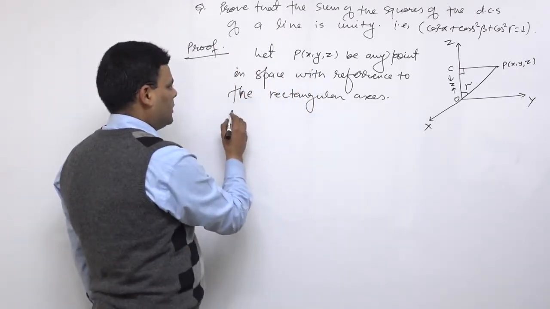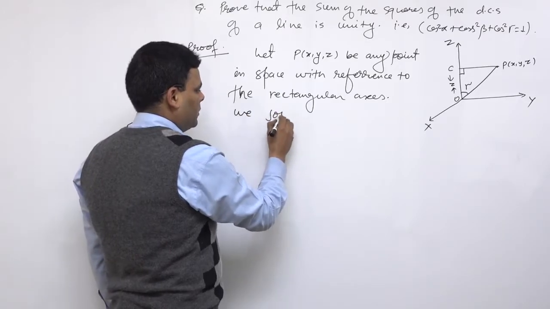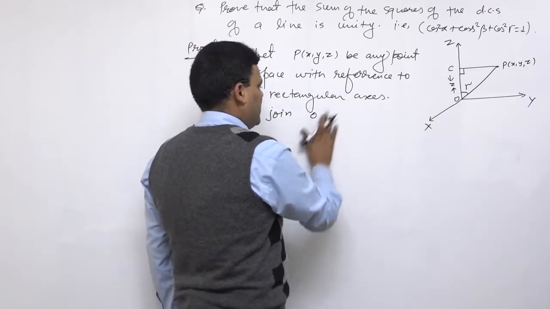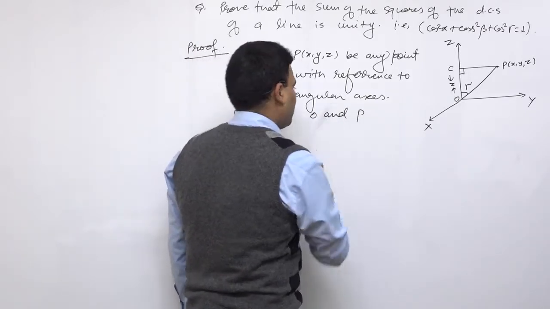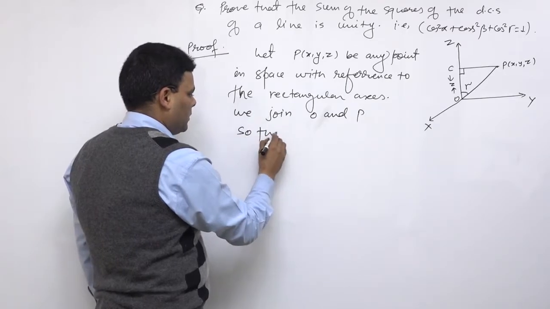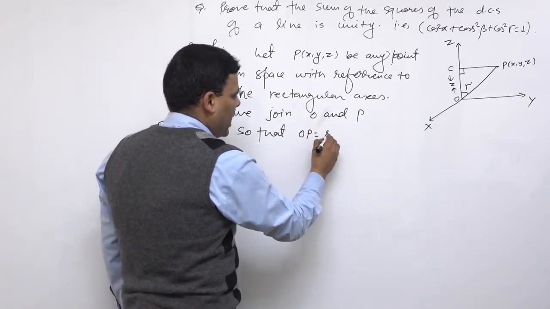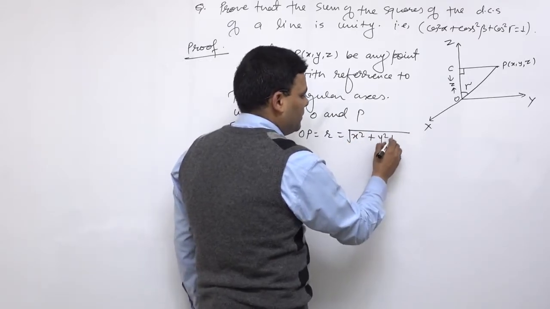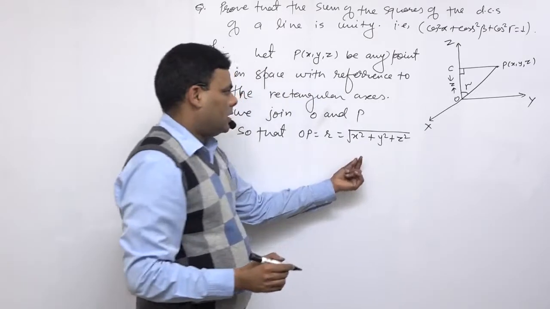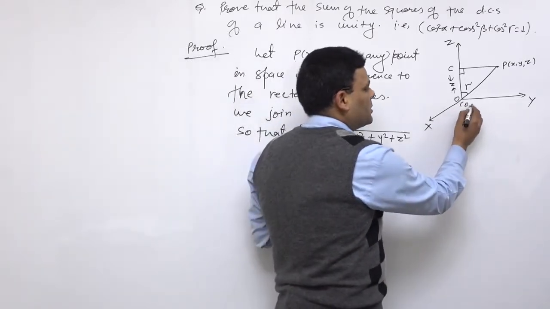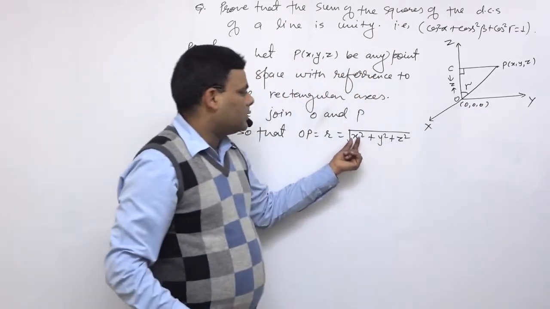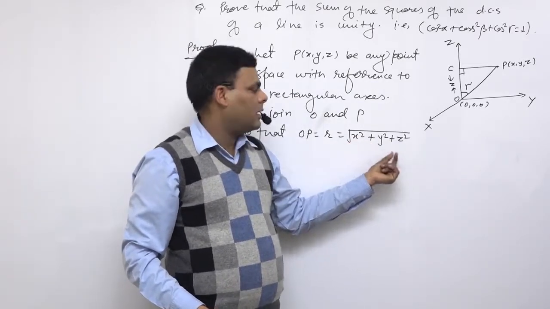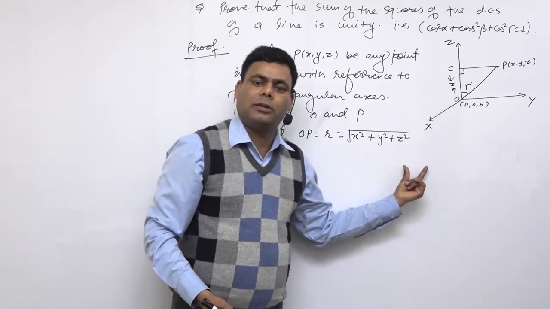Let us join O and P, so that OP equals r equals, by the distance formula, the square root of x square plus y square plus z square. The coordinates of O here are 0, 0, 0. So by the distance formula this is x minus 0 whole square, x square, plus y minus 0 whole square, y square, and z minus 0 whole square, z square.